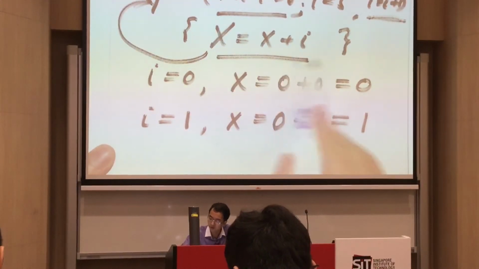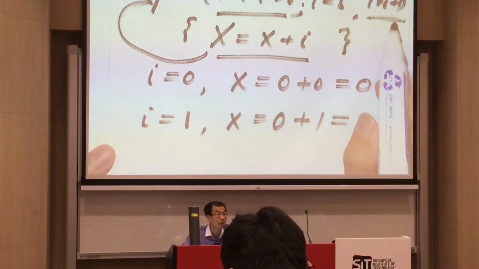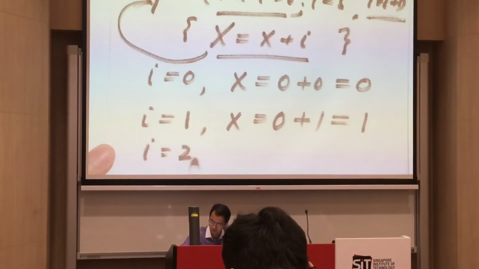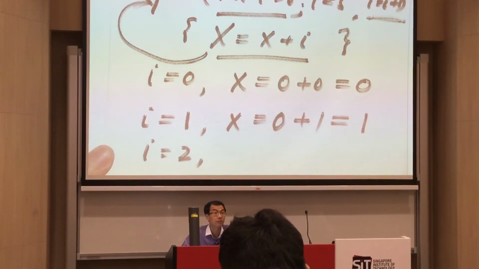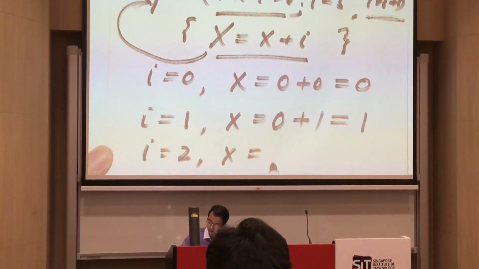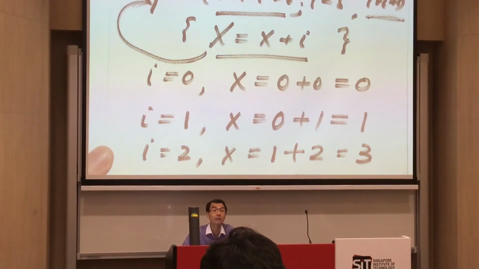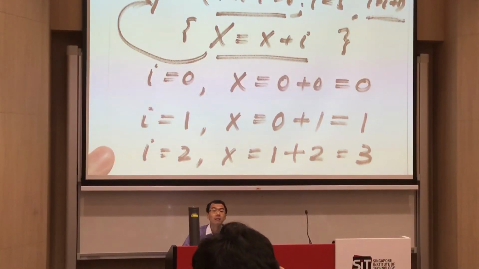So after you finish the first iteration, you need to update i, increment i by 1. So now i becomes 2. Then you check again: is i still less than 5? True. So you go into this loop. Now x here is 1, i is 2, so the new value for x is 3. Agree?